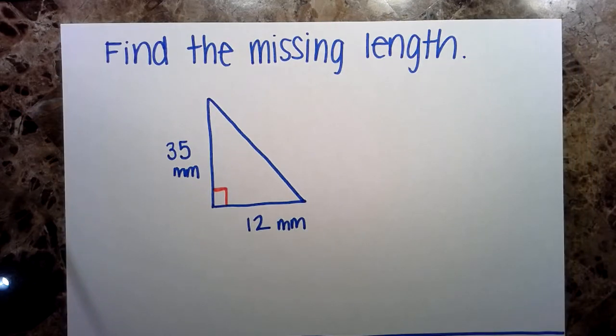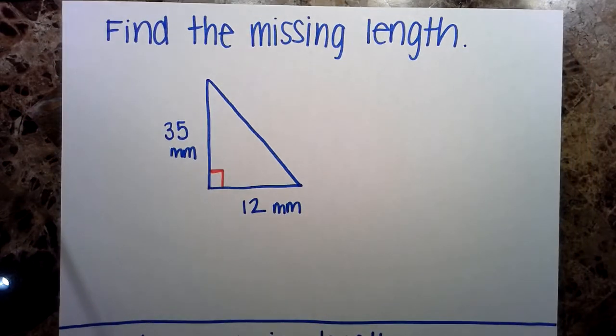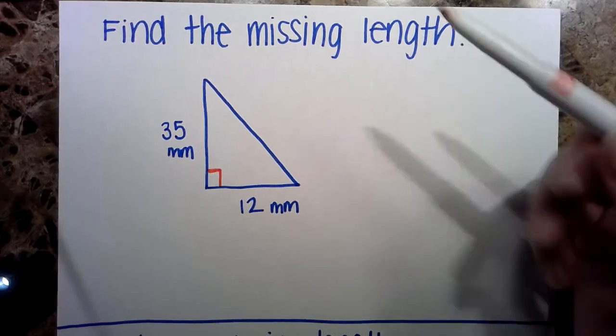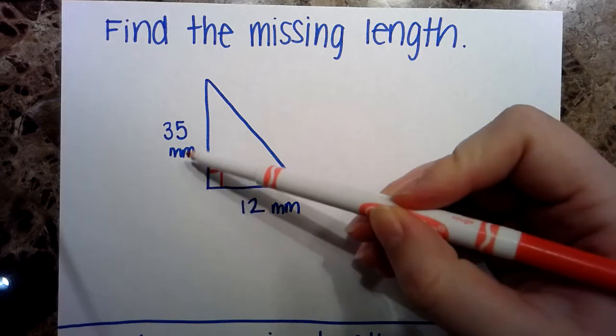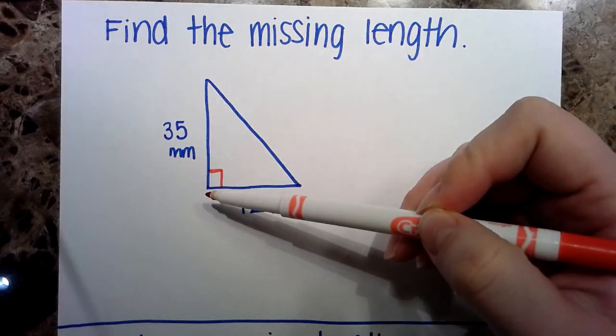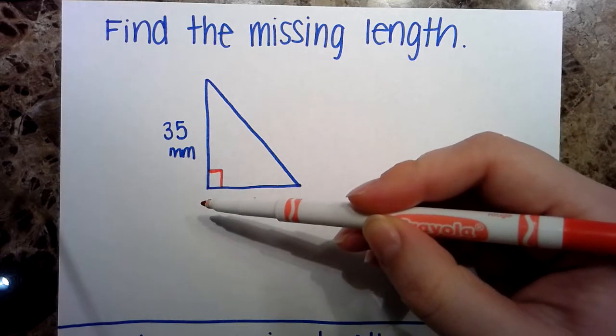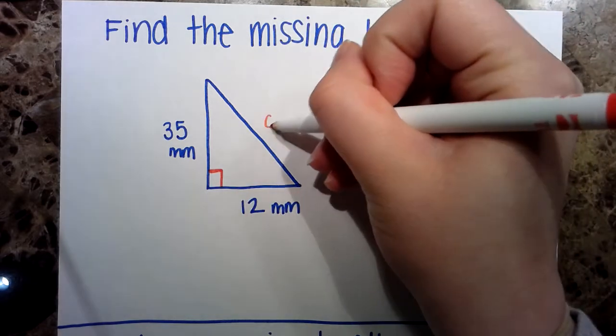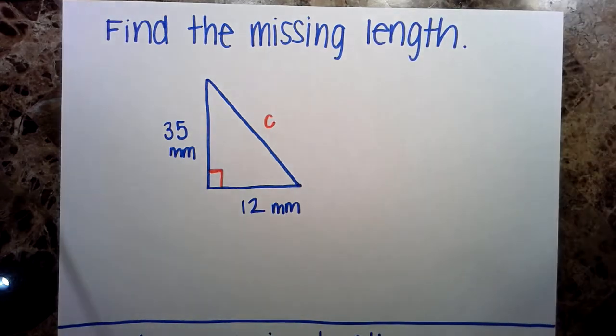So this one we're going to find the missing length. We are going to use the Pythagorean theorem to find the missing length. First, we have to figure out which length we are trying to find. Right now, I notice that this is a leg because it forms the side with the right triangle. This is also a leg. So we are finding our C value, or our hypotenuse.